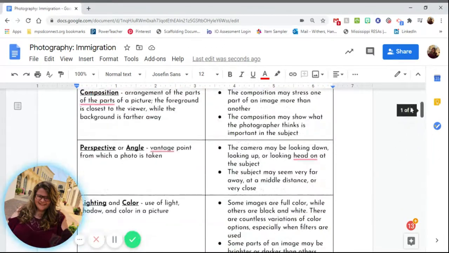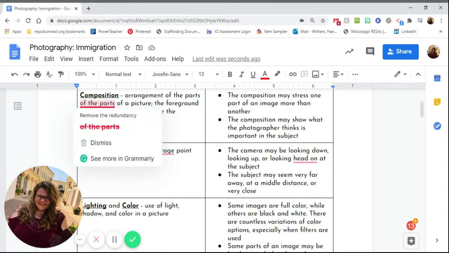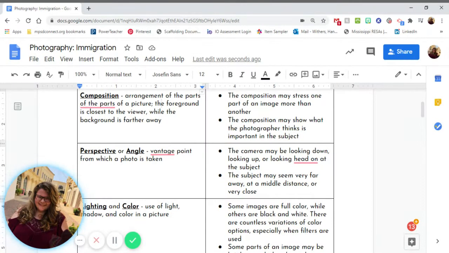All right, so first off, we have something called composition. That is the arrangement of the parts of a picture, the foreground being closest to the viewer while the background is farther away. You've probably heard these terms before.